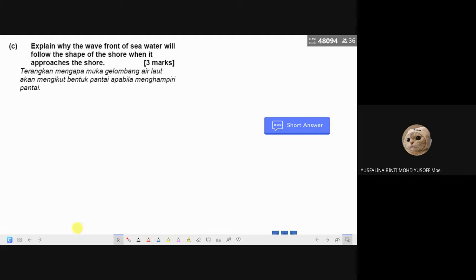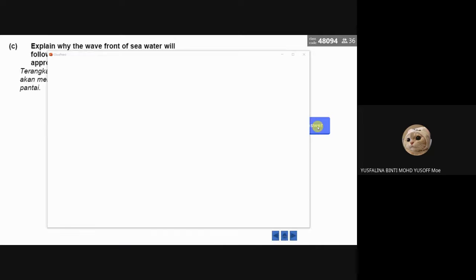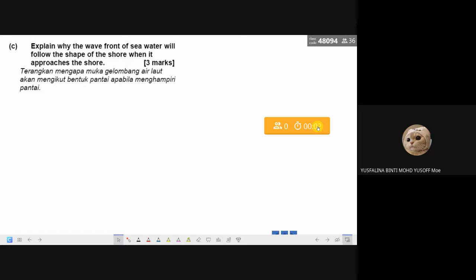Okay, so this is the last one, I think. You have to explain why the wavefront of sea water will follow the shape of the shore when it approaches the shore. This is 3 points, usually they have 3 points there. Yes, Rachel?